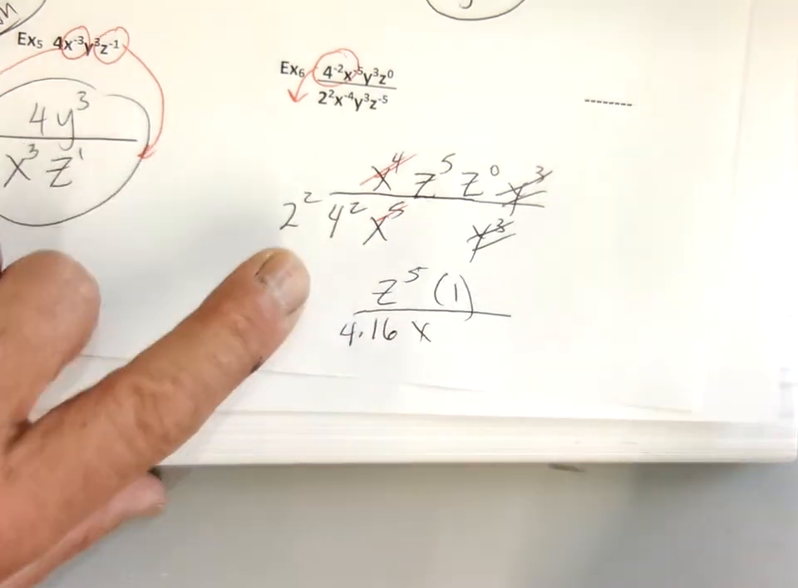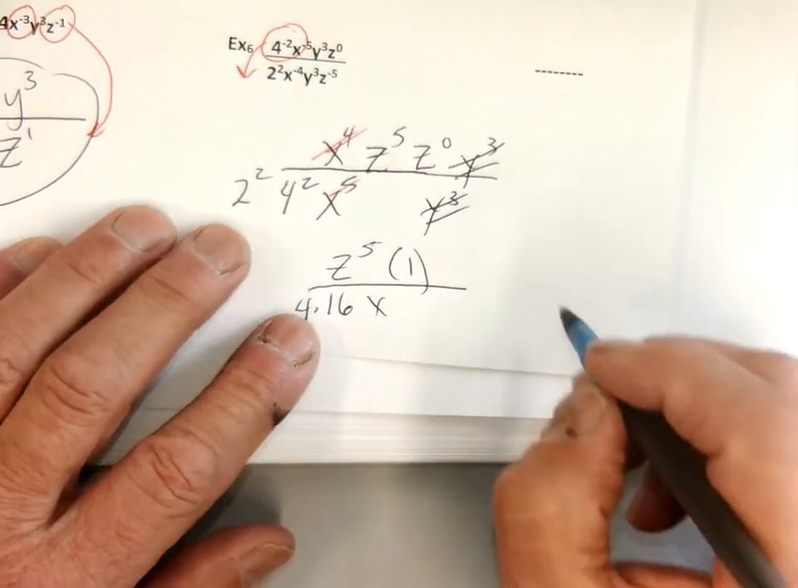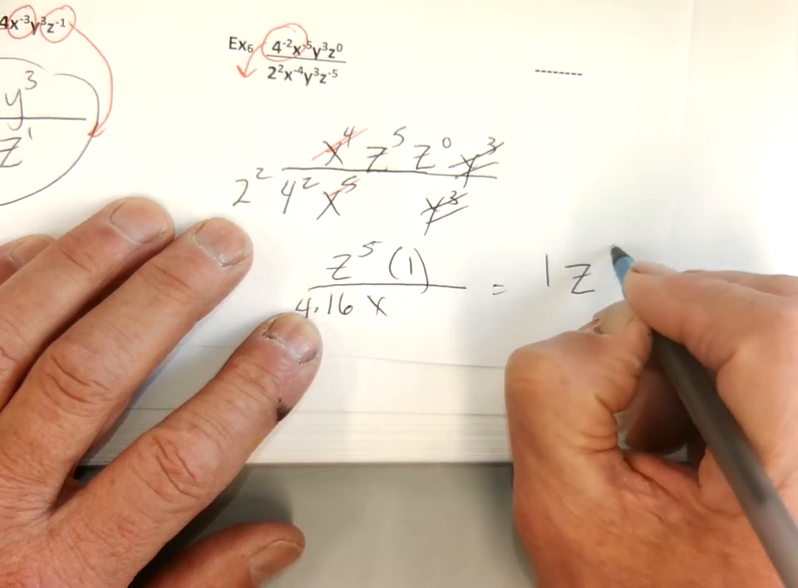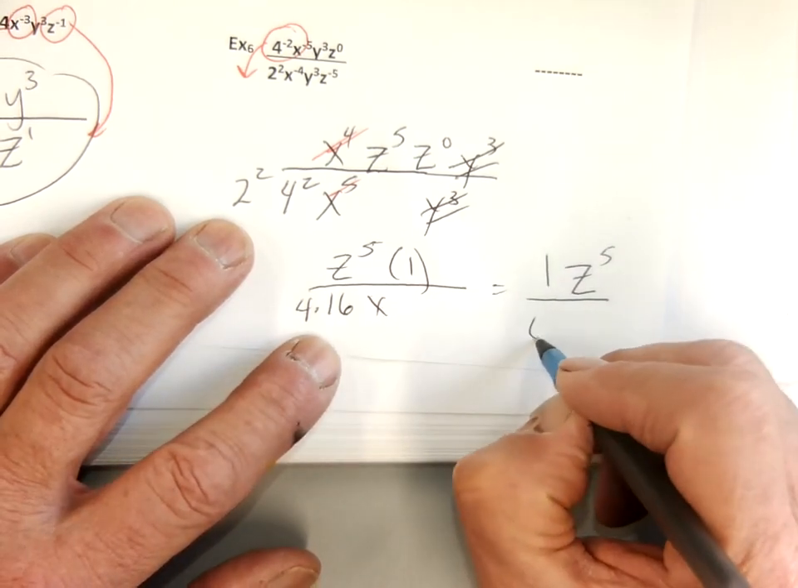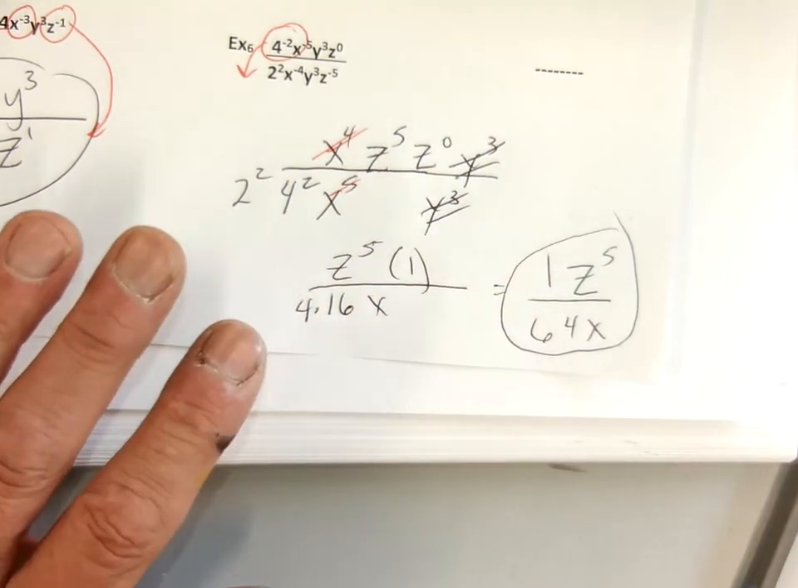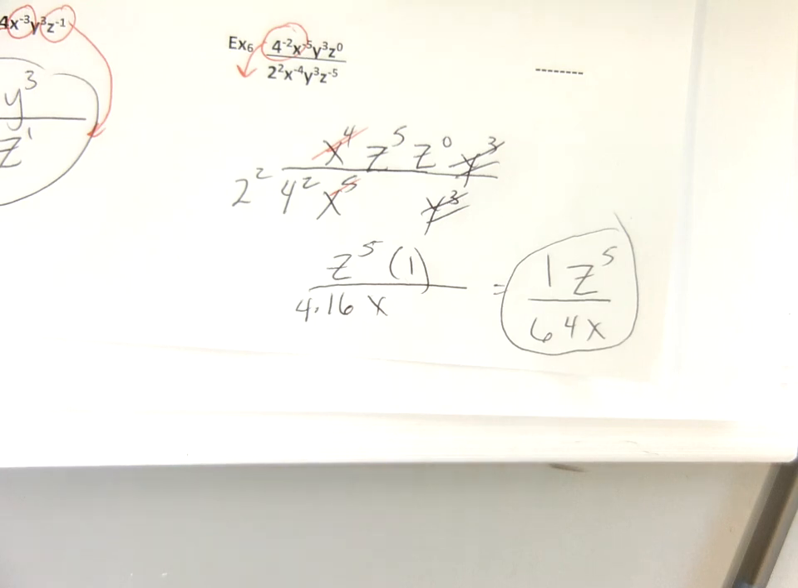And so finally, I'm going to finish this. 1, I don't need the 1, but there it is, z to the 5th over 64x. All right. I've got a practice sheet for you, okay?